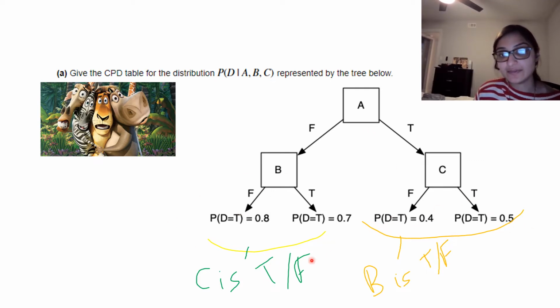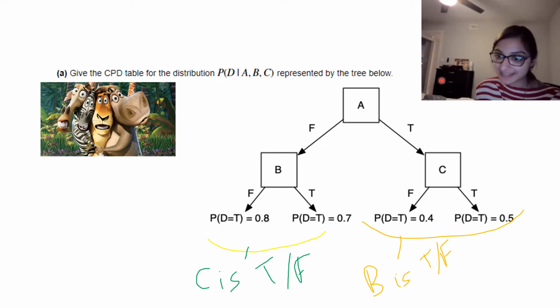But similarly, on this end, it doesn't matter if C is true or false. The probabilities will still hold the same. If A is false, then you come here, and then if B is false, the probability that D is true is 80%. The probability that D is false will be 20%. It doesn't matter whether C is true or false here.